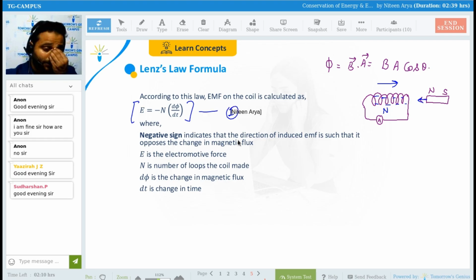As I already mentioned in the previous lecture, the negative sign states that the induced EMF is going to be in the opposite sense, and that is written over here. Read it out, beta.